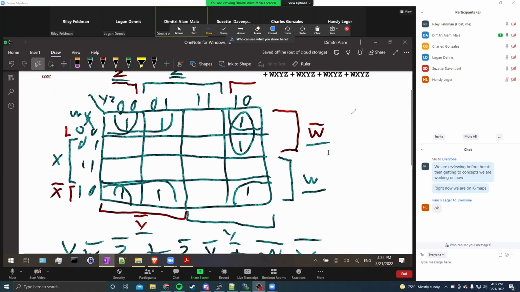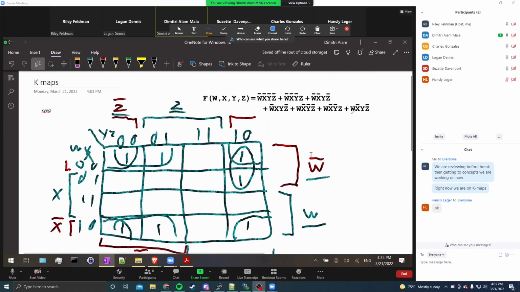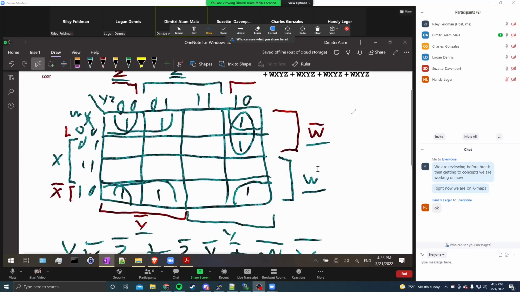So always remember to look for the groups. It doesn't matter how you do the groups; you can do groups differently and get a different answer, but that's fine. Sometimes that happens.